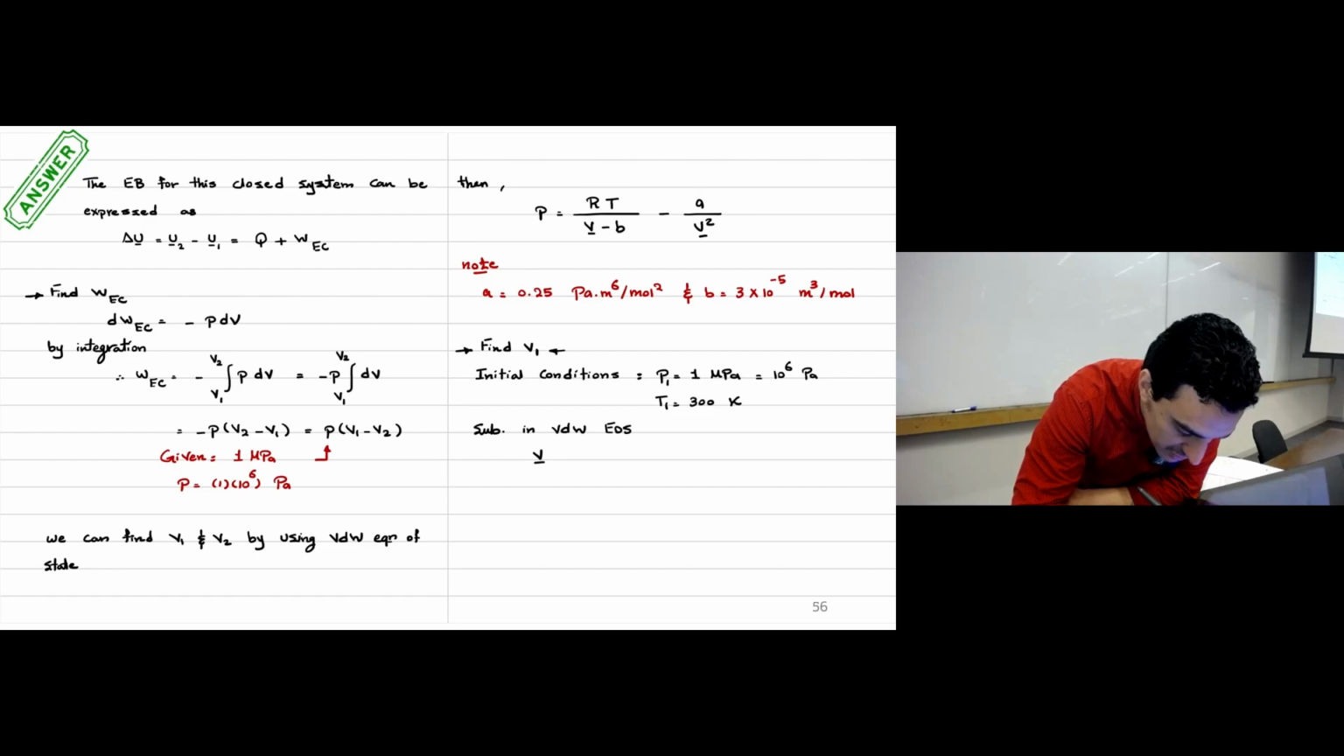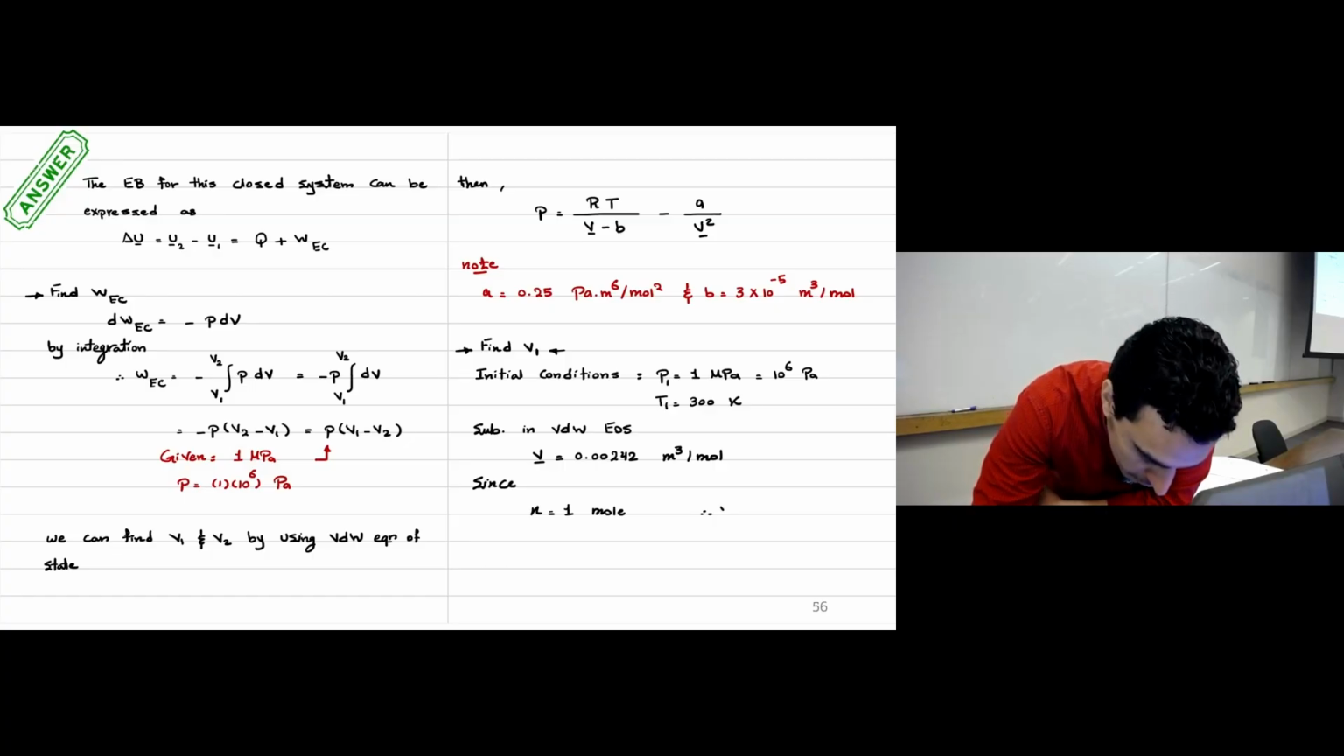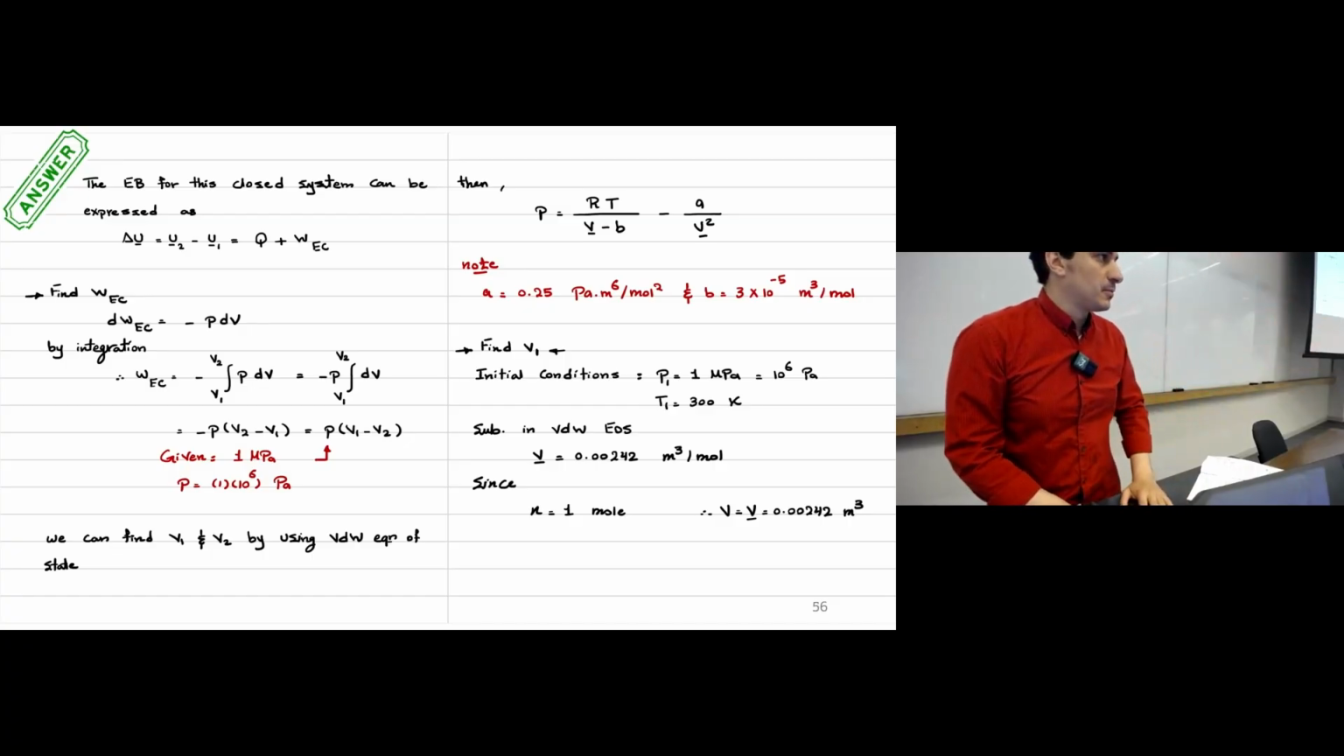So we have gas, so the largest value of molar volume is the value that you will have. From the van der Waals equation of state, the molar volume will be 0.0242 meter cube per mole. And since the number of moles in this example is 1 mole, the volume will be the same as the molar volume. They will have the same value, 0.00242 meter cube. Because molar volume is volume divided by mole, and we have only 1 mole, they will be the same. Okay?